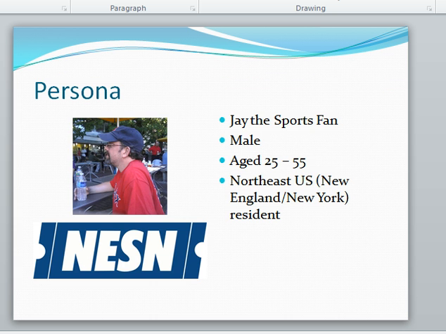So here's your persona, and yes, I have permission to use this picture because this is a picture of my husband. He is the typical NESN viewer and visitor to the site. Jay the sports fan. He's male, of course. He's between the ages of 25 and 55, and he is from the Northeast United States, a New England, New York resident, actually, and actually he's been both. So he fits right within NESN's wheelhouse.